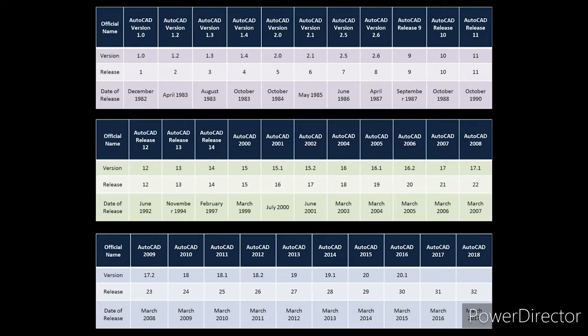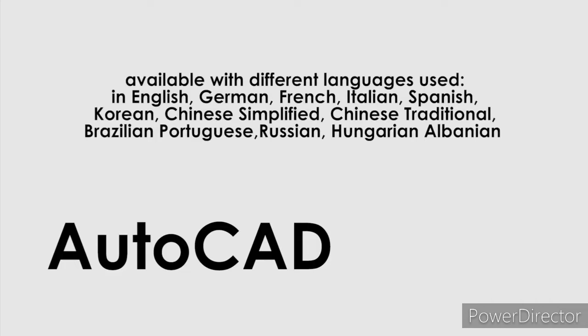The 2015 release marked the 29th major release for AutoCAD for Windows. The 2014 release marked the 4th consecutive year for AutoCAD for Mac. AutoCAD software is available in different languages: English, German, French, Italian, Spanish, Korean, Chinese Simplified, Chinese Traditional, Brazilian Portuguese, Russian, Hungarian, and Albanian.